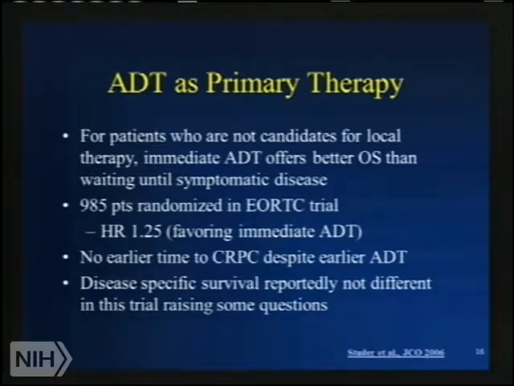And what you can see is there are about 1,000 patients enrolled. The hazard ratio was 1.25, favoring the use of early hormonal therapy, so about a 25% improvement in survival. Interestingly, most people would say that if you start hormonal therapy earlier, you're just burning that bridge. What was interesting was that there was no earlier time until what we call castration-resistant prostate cancer, where they had progressed on the hormonal therapy, whether you started it up front or waited to start it. So it probably was that if you waited to start it, you developed such a bulk of disease that when you came in with hormonal therapy, it kind of blew through it more quickly.